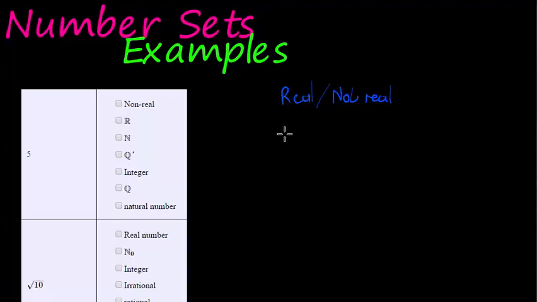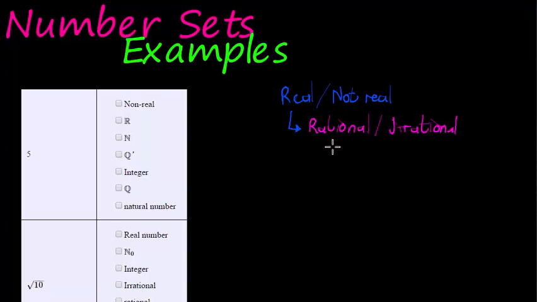If it's not real, it's just not real, and that's where you'll stop. If it's real, then obviously the question would go, is it rational or irrational? Because your real numbers can be divided into rational or irrational. If it's irrational, then it's only real and irrational.